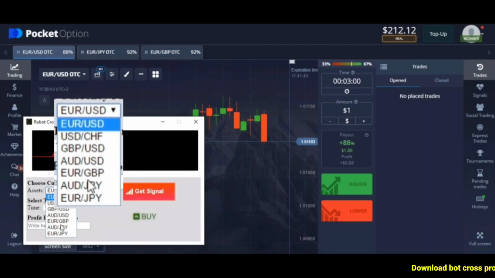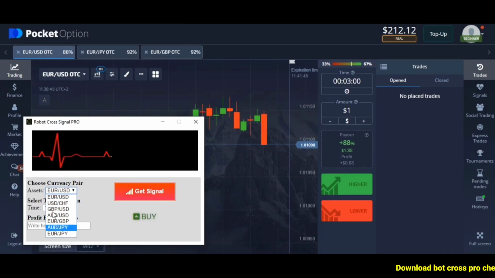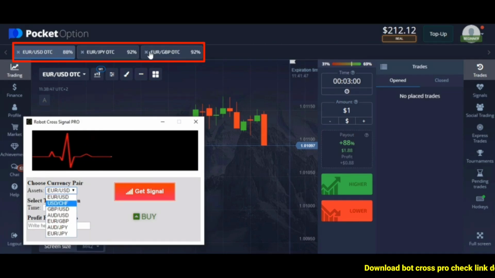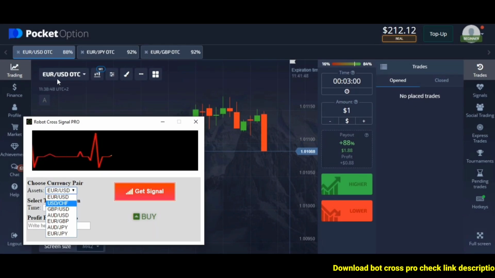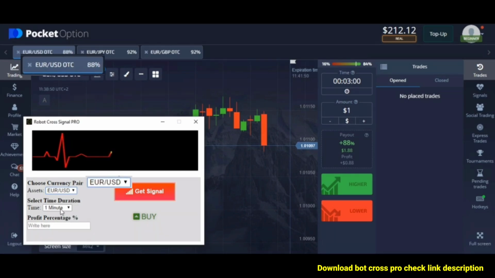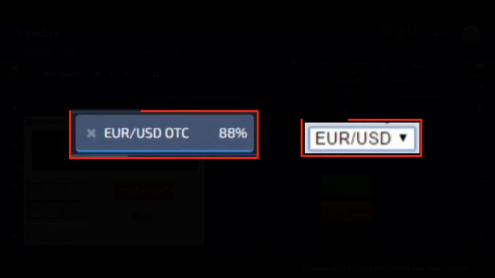All the Cross Pro bot markets that you can use in this trade. Pocket Option market that I chose in this trade. Make sure the market you choose in this trade is already available in the Cross Pro signal bot. Then equate the Pocket Option market with the Cross Pro bot market.